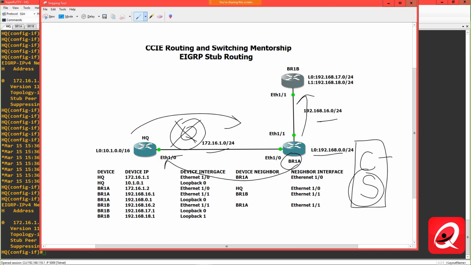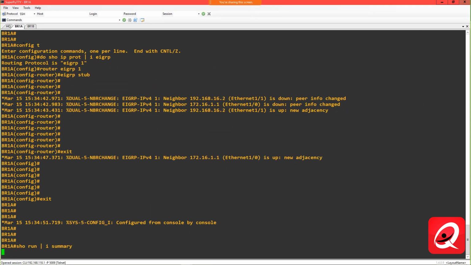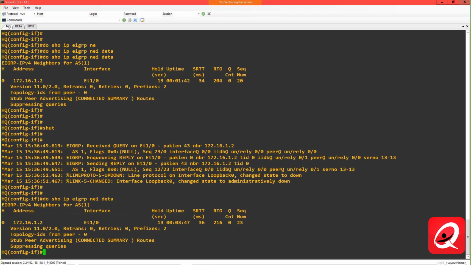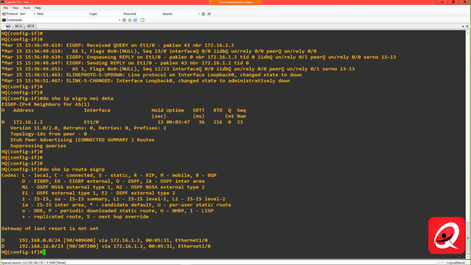And we actually do have a summary configured. Show run pipe include summary. We actually have a summary configured on this router pointing to HQ. So now if I go to my HQ and do show IP route EIGRP, you will notice that we've actually lost a route. We've got the 00, which is the loopback that's connected to BR1A. We've got the summary, which is being originated by BR1A, but we lost the 17 and 18 routes.